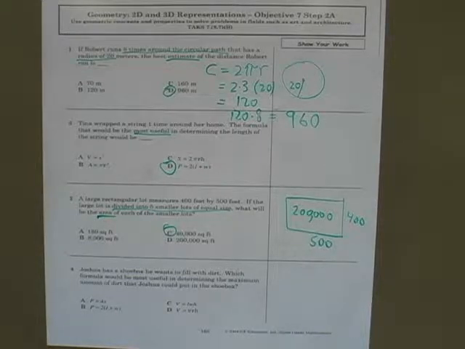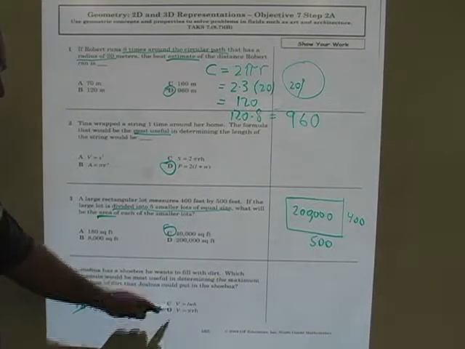Number 4. Joshua has a shoebox he wants to fill with dirt. Which formula would be most useful in determining the maximum amount of dirt that Joshua could put in the shoebox? Okay, so we're talking about an amount in a box or in a rectangular solid, any kind of three-dimensional object. We're talking about volume. So we'll rule those two out. Those are both perimeter, where it says P equals. So it's going to be one of these.